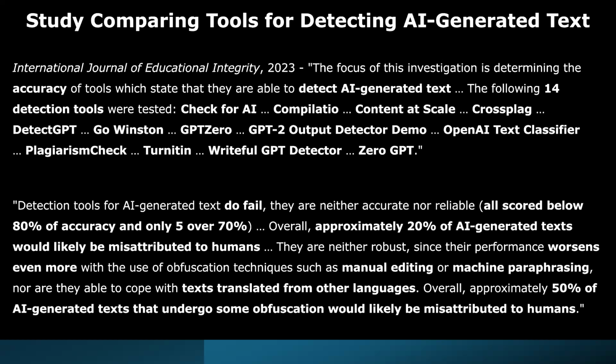20% of unaltered AI-generated text would be mistaken for human-written by these tools, while 50% of altered AI-generated text would be mistaken as human-written. As a result of this, 14 tools for detecting AI-generated texts were proven both inconsistent and easy to fool, making them an unreliable source for recognizing artificially generated content.